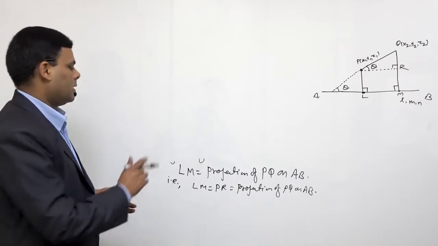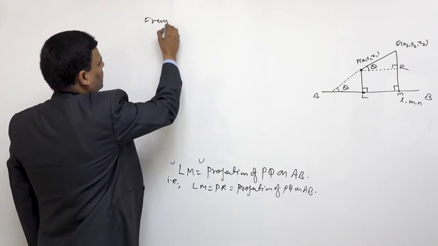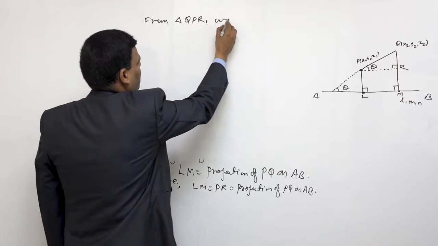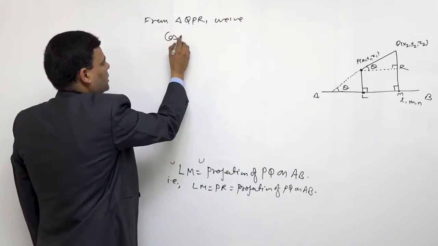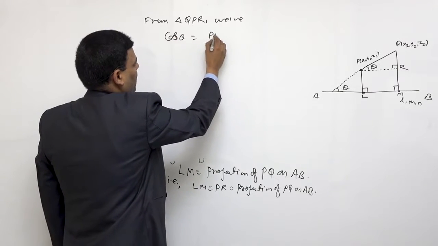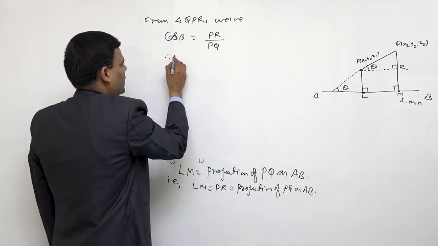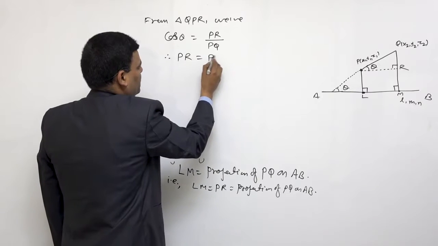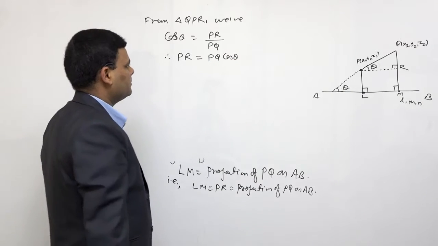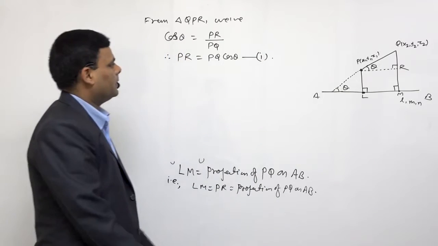From triangle QPR, we have cos theta equals PR upon PQ. Therefore, PR equals PQ cos theta. Let it be 1.